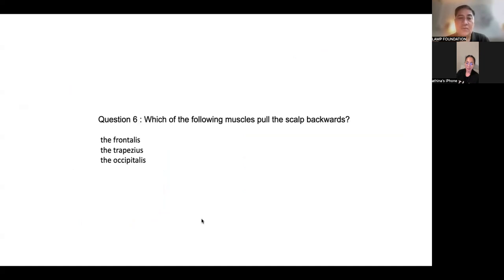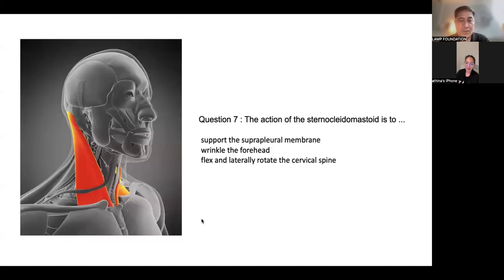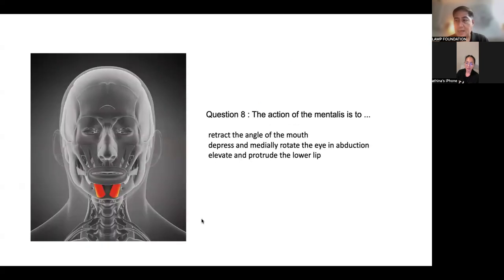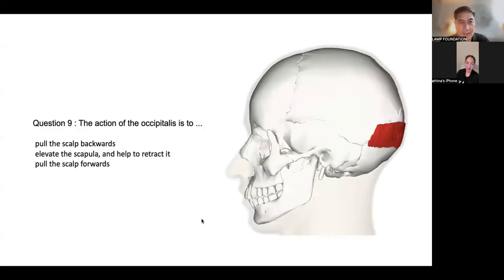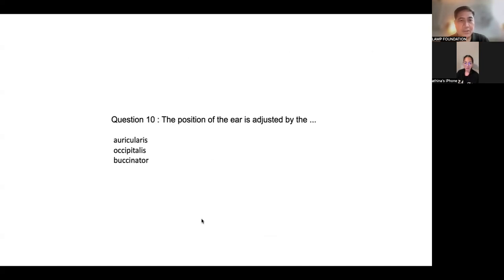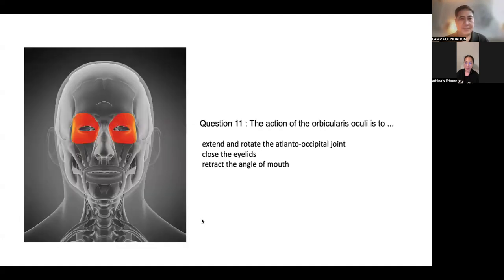Which of the following will pull the skull backwards? It's the occipitalis. Action of the sternocleidomastoid. It flexes and laterally rotates the cervical spine. Action of the mentalis. It elevates and protrudes the lower lip. Action of the occipitalis. It pulls the scalp backwards. Position of the ear is adjusted by the auricularis. Action of the orbicularis oculi is to close the eyelid.